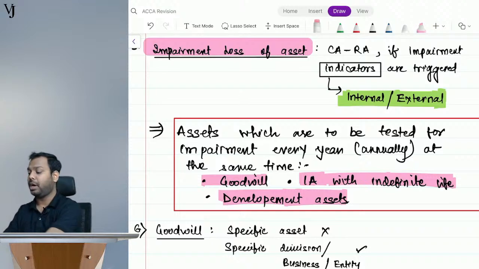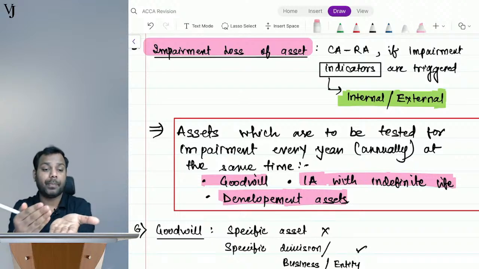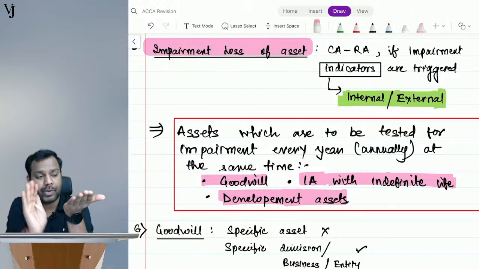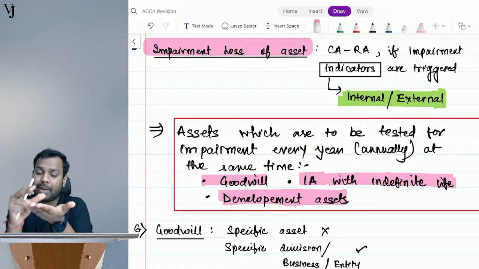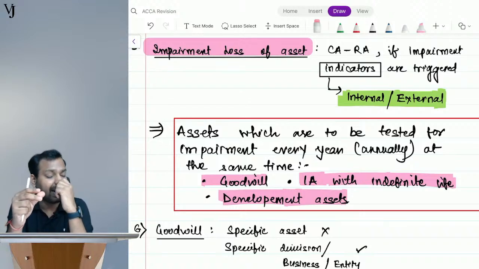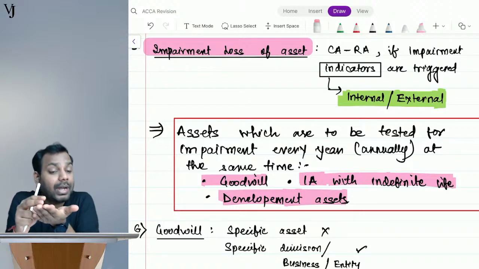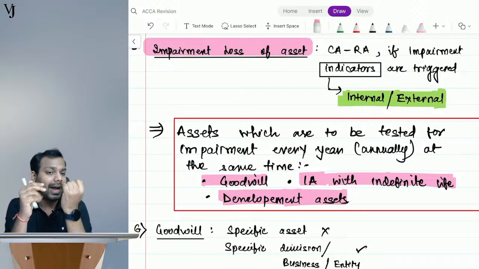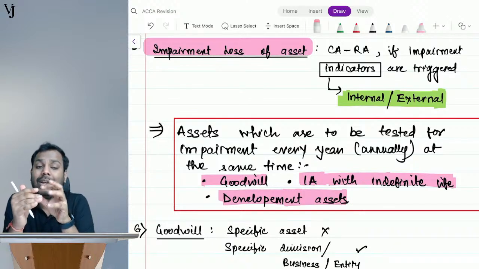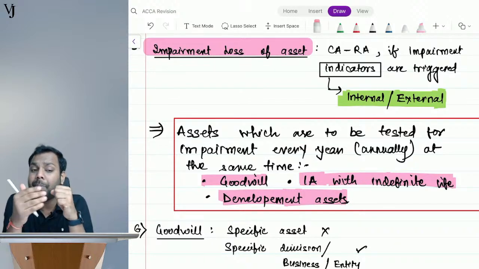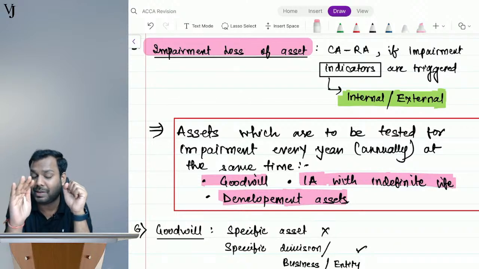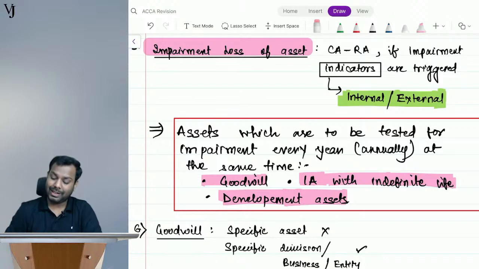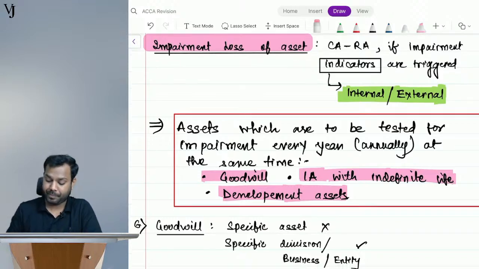Development assets. Let's suppose there is research and development. In the research phase, whatever expense we incur, I transfer it to P&L. In the development phase, whatever amount I incur, I capitalize, but I am not depreciating those. I start depreciation when the asset is fully capitalized and starts giving me benefits. Then I amortize the asset. Till then it has to be tested for impairment every year.